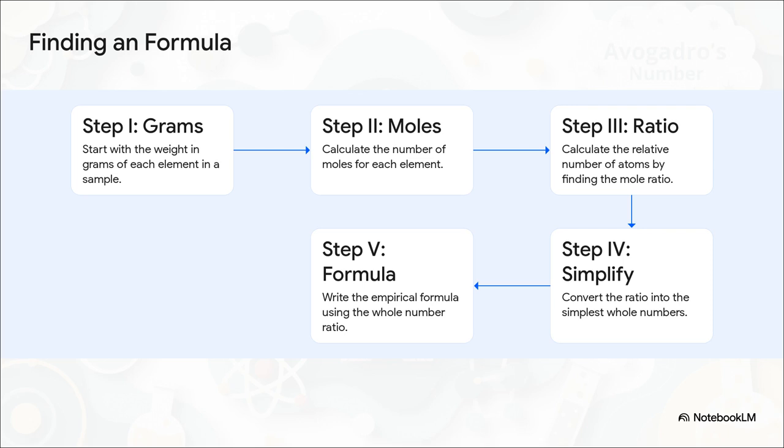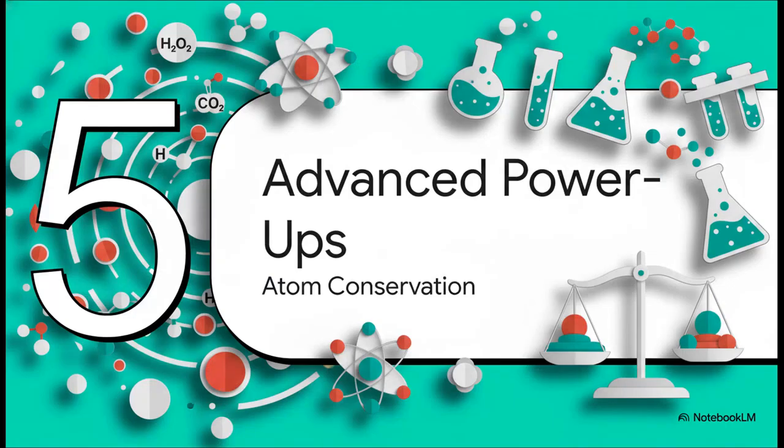That cleans everything up beautifully and gives us a simple ratio of 1 atom of iron for every 2 atoms of sulfur. And just like that, we've cracked the code and found our empirical formula, FeS2. Okay, now for the really, really cool part. Once you get the hang of the basics, the mole unlocks some incredibly powerful shortcuts for solving problems.